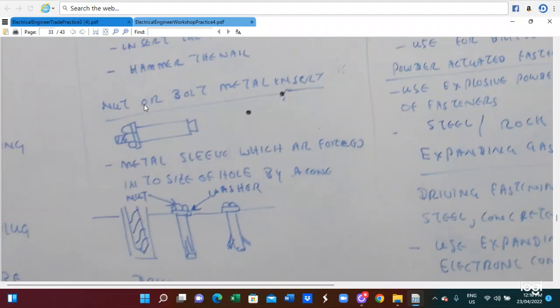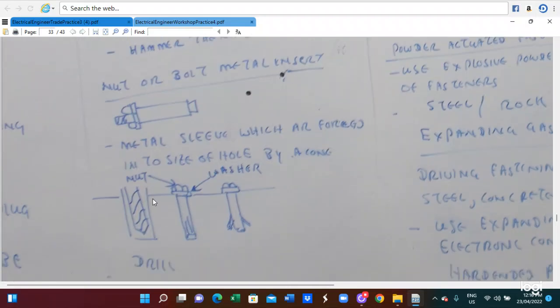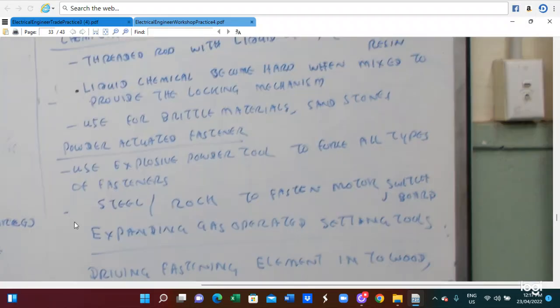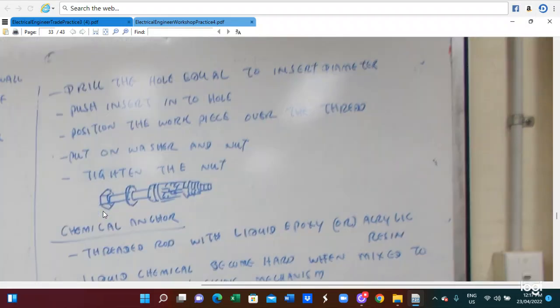So this is not all, both methods are inside. This includes the wing here. First we drill the hole and insert the anchor, and the anchor wing will expand like this. So the drilled hole is equal to the insert diameter. We push into the hole, position the wall piece over the threaded rod, then put on the washer and the nut and tighten the nut.